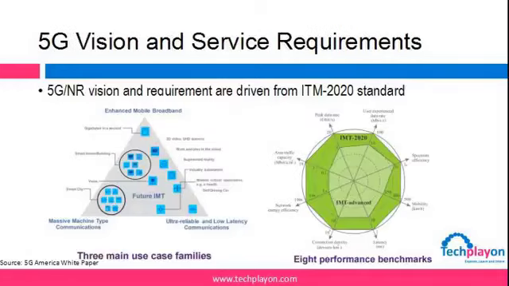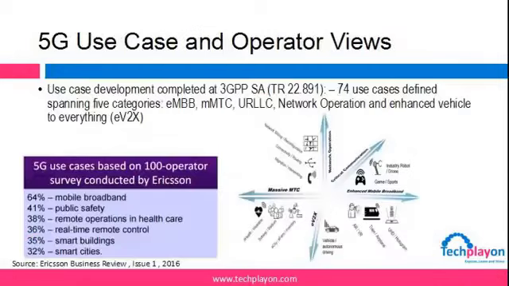5G vision and service requirements are driven from IMT 2020. IMT 2020 provided 3 use cases and 8 performance benchmarks. The three use cases include enhanced mobile broadband, eMBB, massive machine type communication, mMTC, and ultra-reliable low-latency communication, URLLC services.